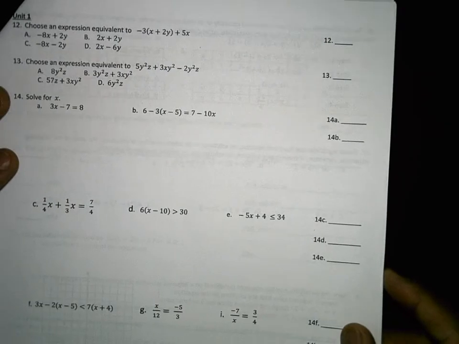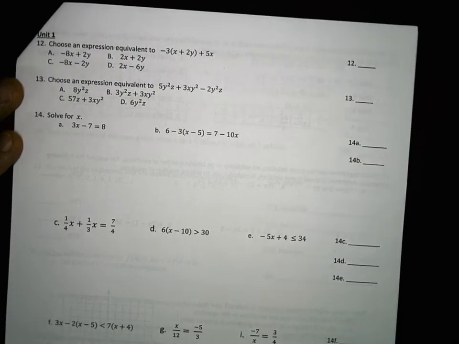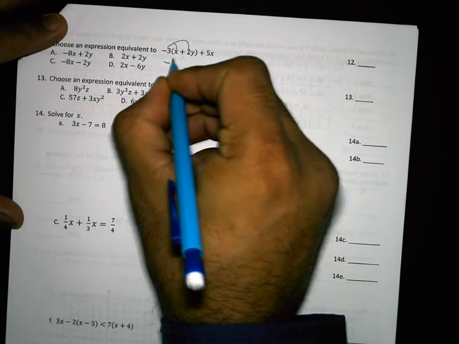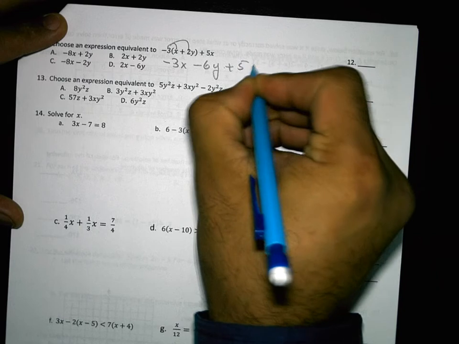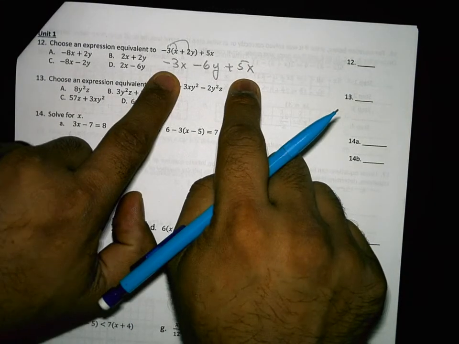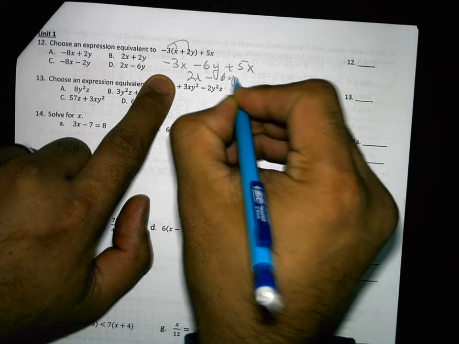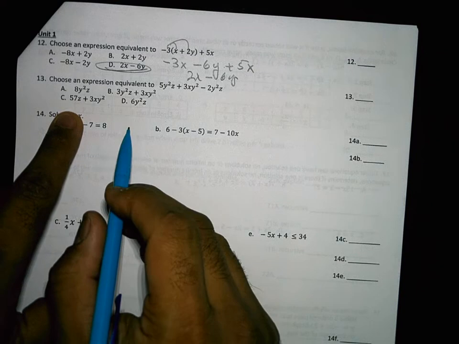Right. Unit 1. So what's equivalent? I'll go ahead and use the distributive property. Watch that negative sign there. Okay, so this is not an equation, it's an expression, so I just combine like terms. I add these together and I get 2x minus 6y. So that's D.